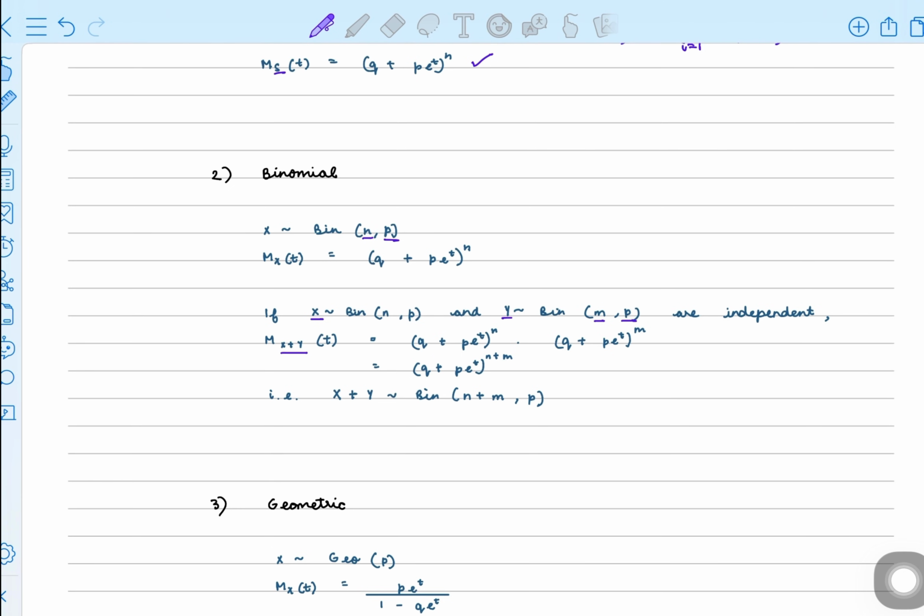Notice that both these distributions have the same success probability p. Therefore, this term for the individual MGFs is common to both. Then we add the powers, which gives us our final MGF of x plus y, which follows the binomial distribution with parameters n plus m and p.